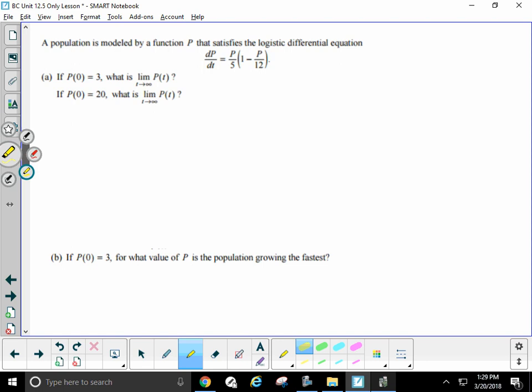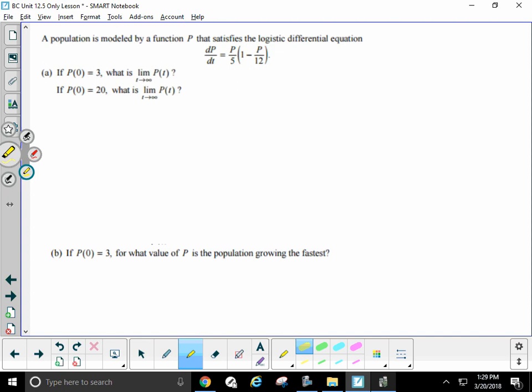Population is modeled by a function P that satisfies the logistic differential equation dP/dt equals P over 5 times 1 minus P over 12. If P of 0 is equal to 3, and if P of 0 is equal to 20, what is the limit as t approaches infinity of P of t? Discuss this with your neighbors.